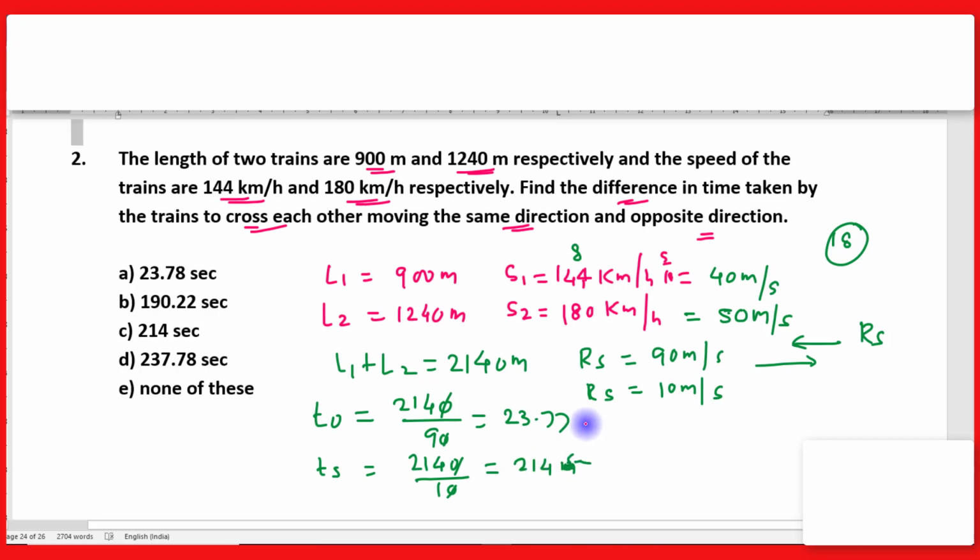And therefore we have to calculate the difference between these two, the difference between the time taken in the same direction and the time taken in the opposite direction. This difference will be equal to 190.23, and so the correct option will be option B, 190.22 seconds approximately. Now let us move to the next question.